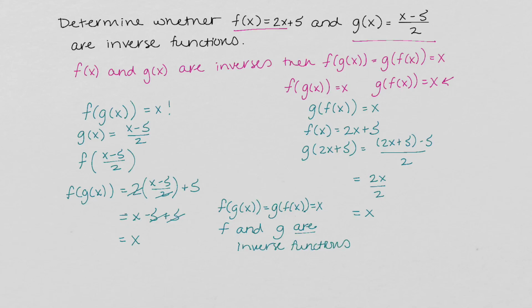And in order to get credit for these problems, you need to show me all of your work, but you also need to state the inverse relationship here. So you've got to tell me, yes, these two functions are inverses of each other, and this is why. And the this is why is that f of g of x is equal to g of f of x is equal to x.